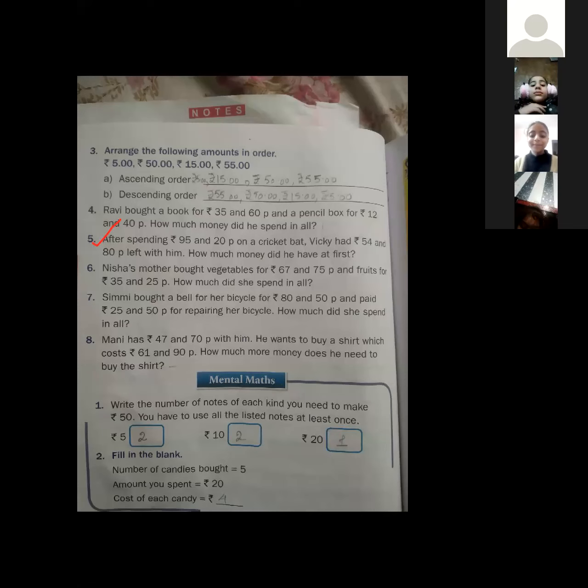Let me see who did not get a chance. Yes, Simarpreet. Yes, Simarpreet, no reply. Yes, ma'am. Okay. Simarpreet, did you see the fifth question? Yes, ma'am. My question for you is how much Vicky spent on the cricket bat. How much money did Vicky spend on the cricket bat? The amount, you tell me.